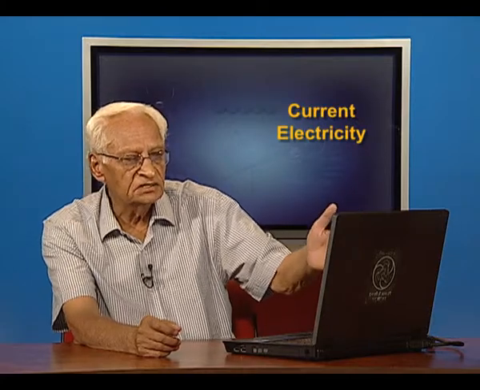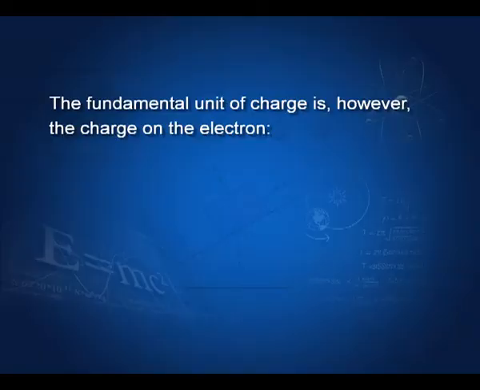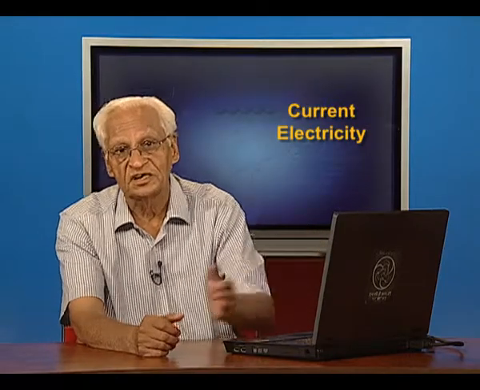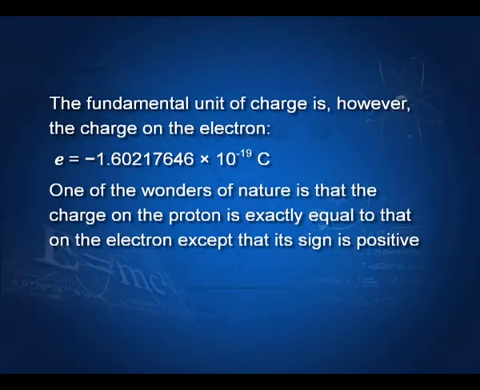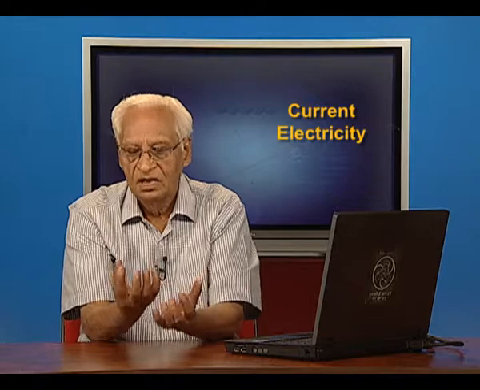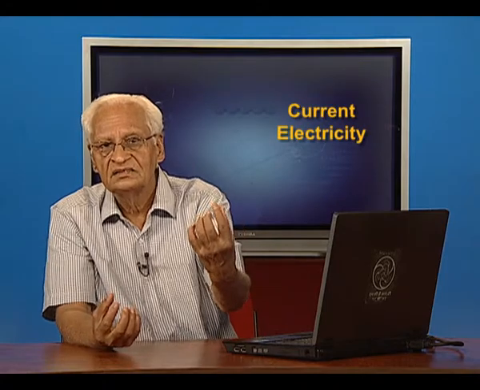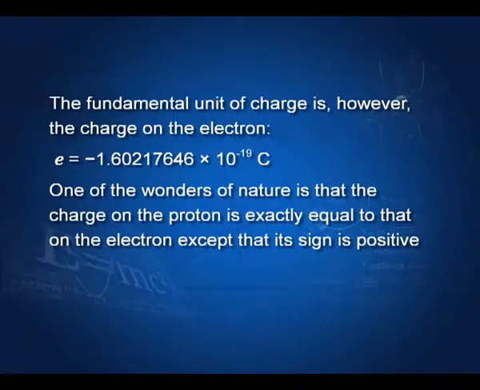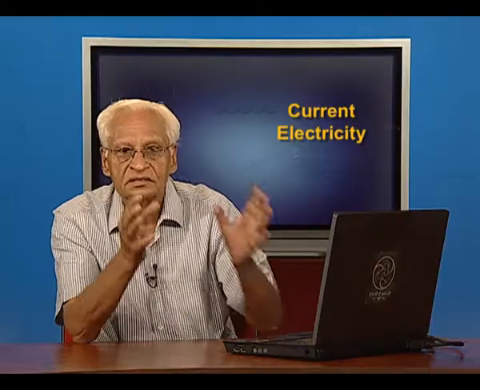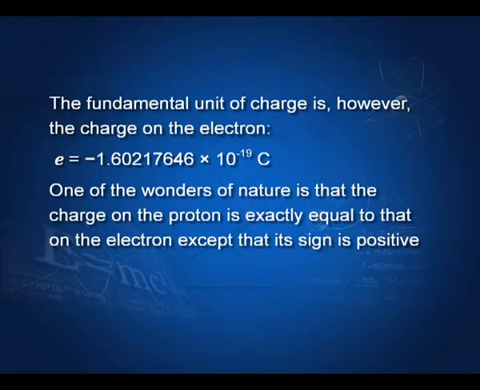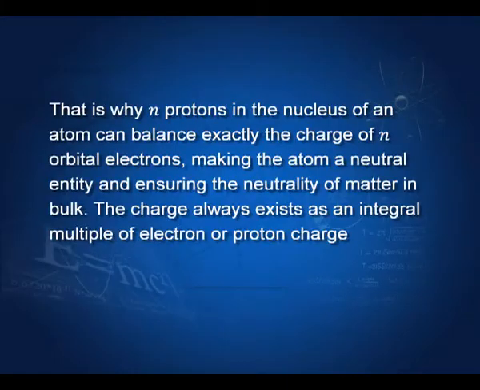The fundamental unit of charge we have seen earlier also is an electron, which has charge given by this number. And one of the wonders of nature is that the charge on the proton is exactly equal to that of the electron. So, the protons inside the nucleus can exactly cancel the charge due to an equal number of electrons outside the nucleus. Therefore, the atom is completely neutral without any charge. And if charge exists, then it is always an integral multiple of either electron charge or proton charge.